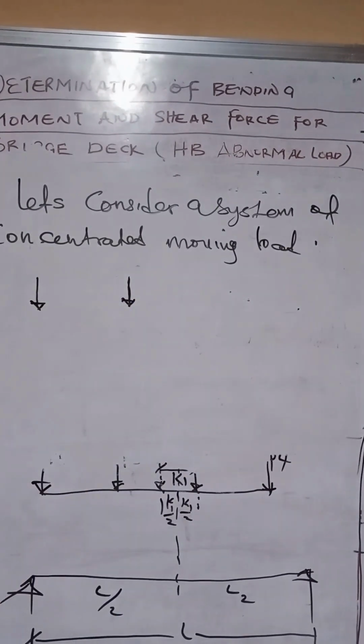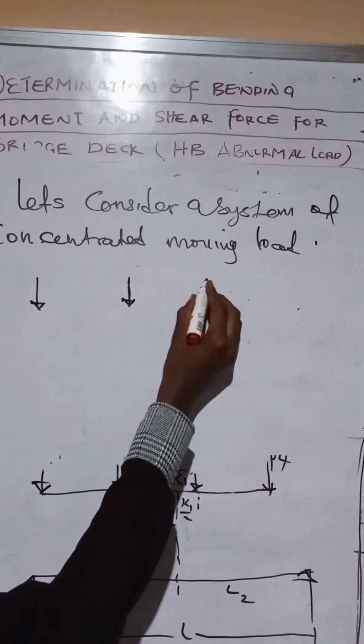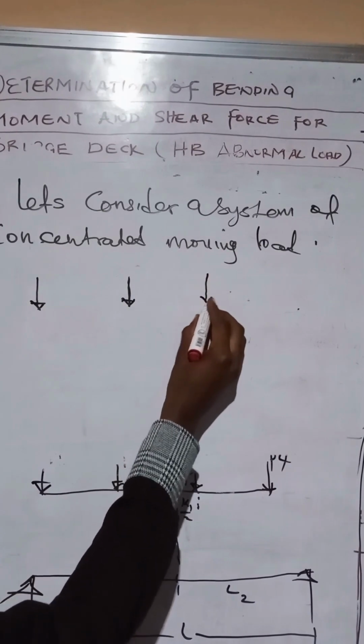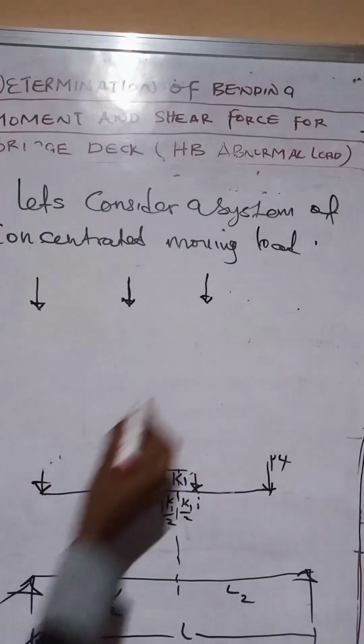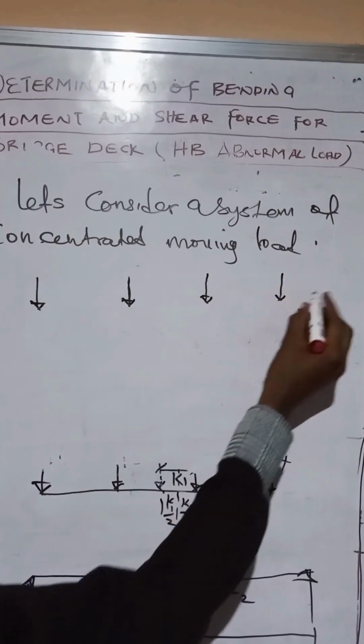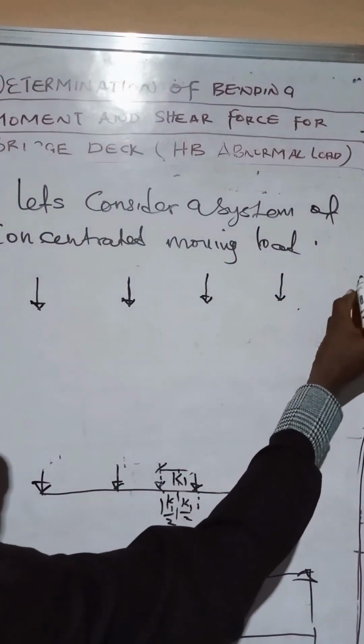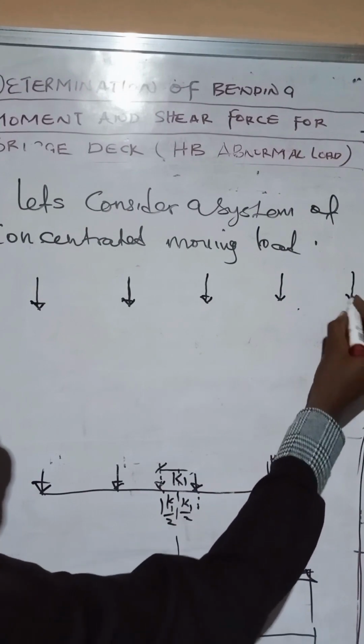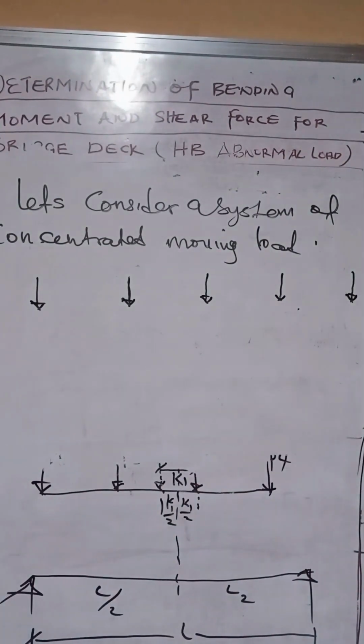All right, we have 1, we have 2, we have 3, and we have 4 and 5. All right. So now we have a system of 5 concentrated moving loads. These loads are going to be moving through a beam that is simply supported.